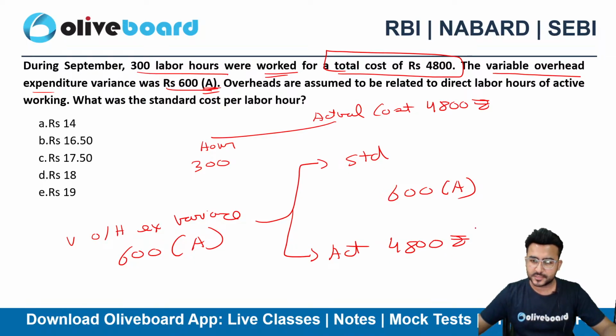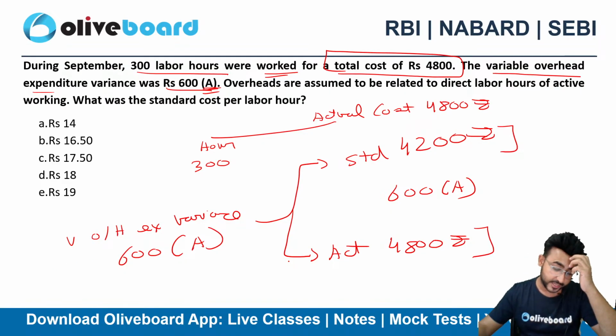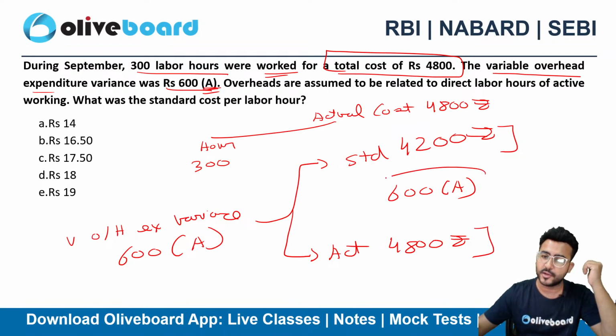Can anyone tell me the amount of standard here, standard cost? My actual cost is 4800. I thought the standard will be much lesser. However, the actual cost was overstated by 600. Yes, you thought 4200. What did the standard turn out to be? 4800. That's why it came out adverse.